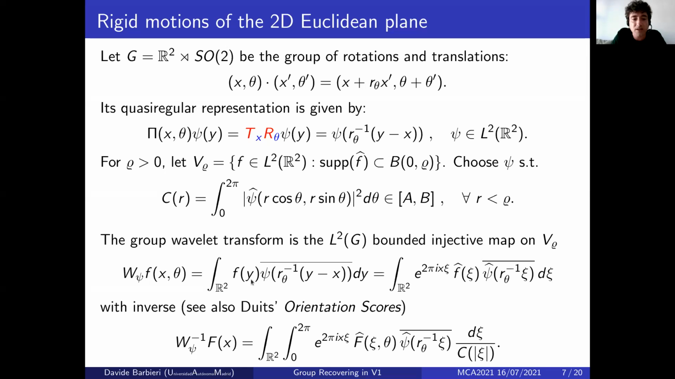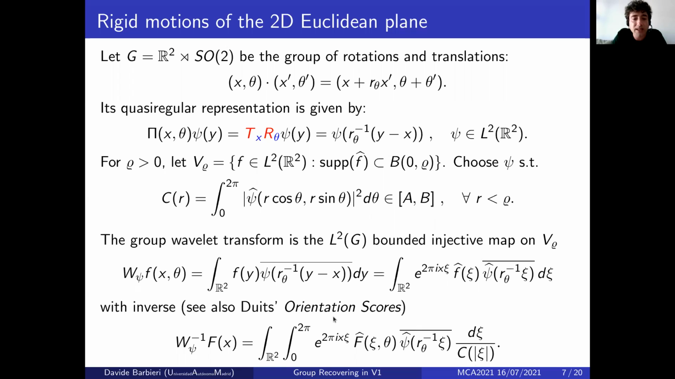Just to recall that in this setting, the group wavelet transform is a scalar product of a function, which in our case represents the image, against the rotations and translations of this mother wavelet psi. And the inverse can be simply obtained by dividing in the Fourier transform, if you want, by this function C, which, if we don't have a Parseval frame, is not a constant.